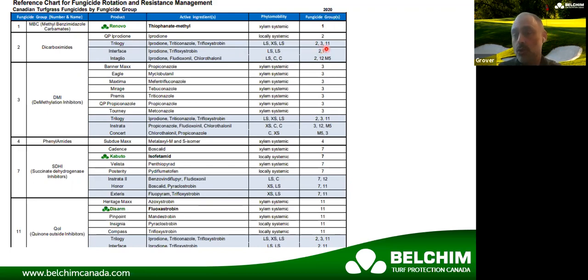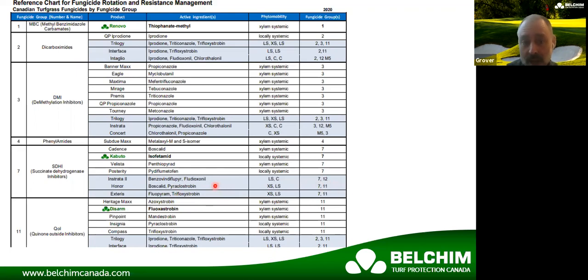So if I want to do a true rotation with my next spray, I better not pick anything out of box 2, 3, and 11. Can I choose a group 7, an SDHI? Sure. However, keep in mind, some of these SDHIs are premixes also, and they contain one or more group.